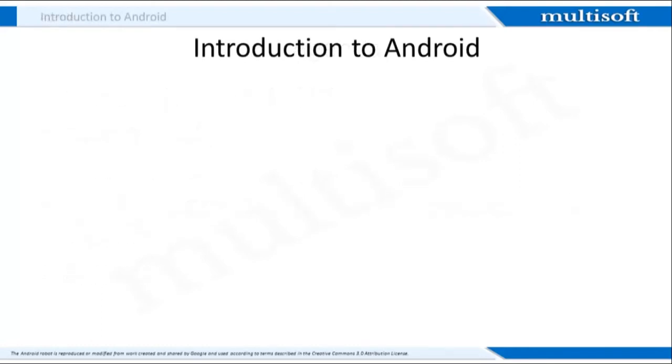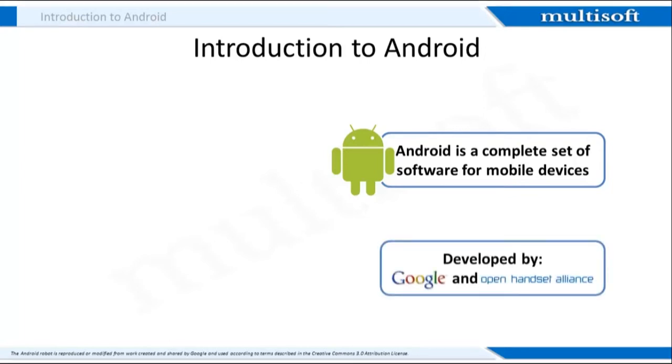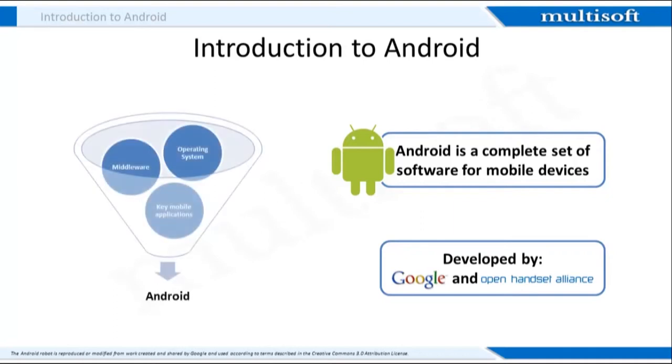Beginning with an introduction to Android. It is a complete set of software that supports the functioning of various applications in a wide range of mobile devices. Developed by Google and the Open Handset Alliance, Android consists of three main components: an operating system, the middleware, and key mobile applications. Android's mobile operating system is based on Linux kernel. Android also has a set of software including SDK, APIs, and IDE. And in the middleware, it uses Java and XML programming languages.